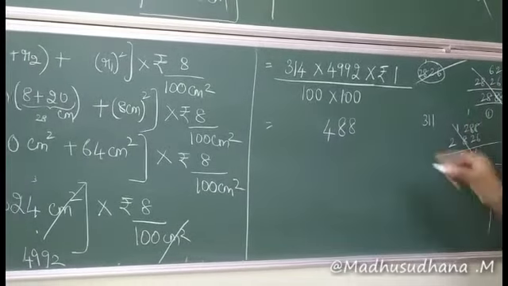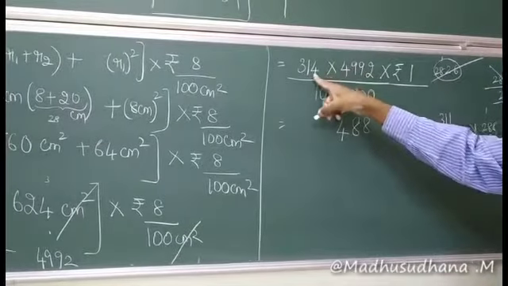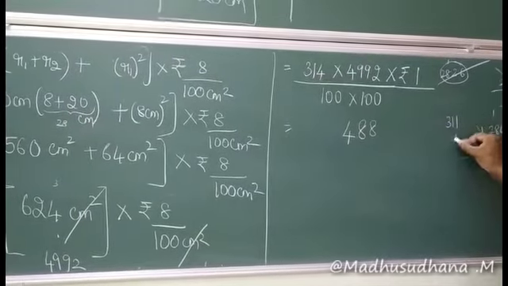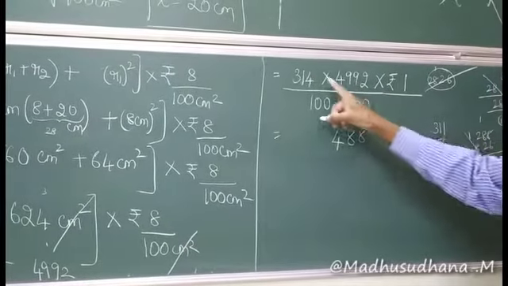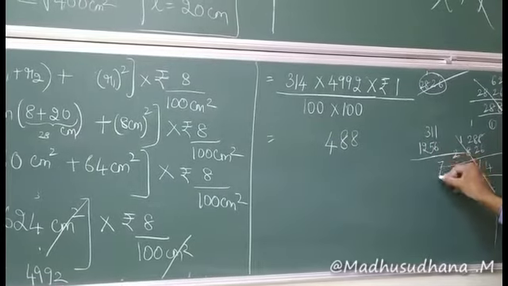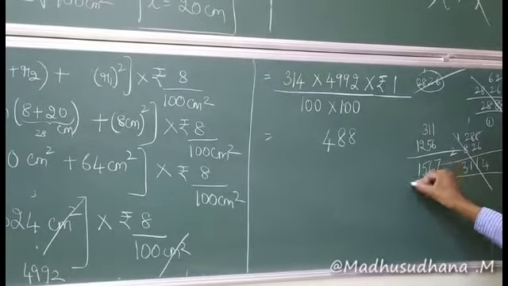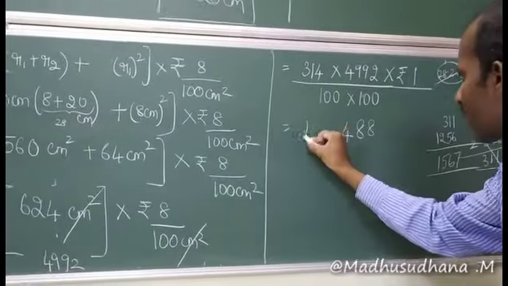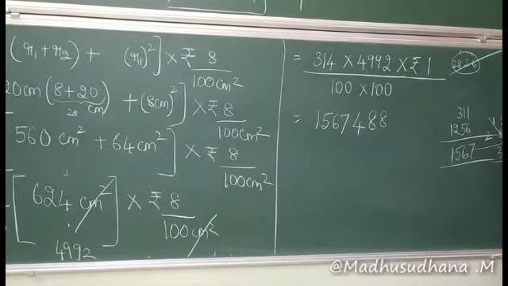Followed it? So 314 4s are, how much do I get? 4 4s are 16. 4 1s are 4 plus 1 is 5 here. Then 4 3s are 12. Followed it? 6 plus 1 is 7. 5 plus 1 is 6 here. 2 plus 3 is 5 here. 1567 you get. So this is 1567.